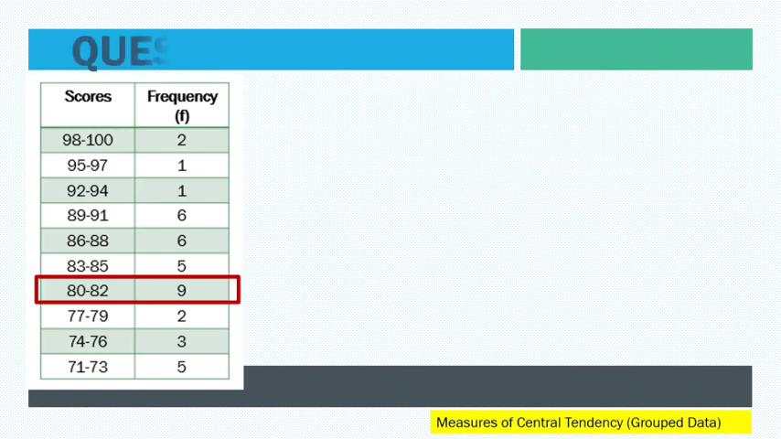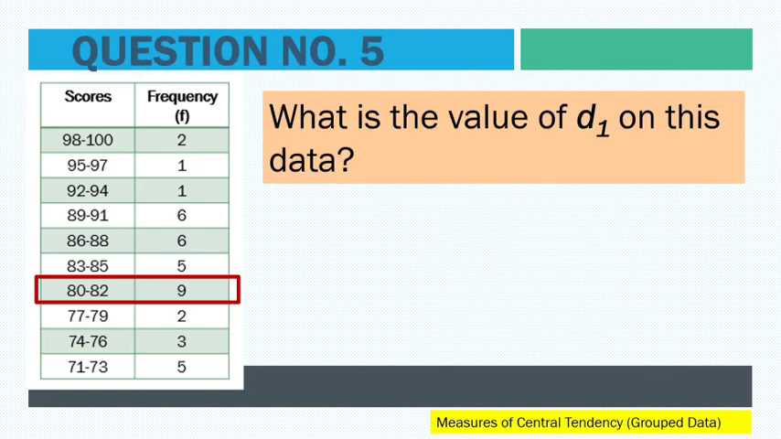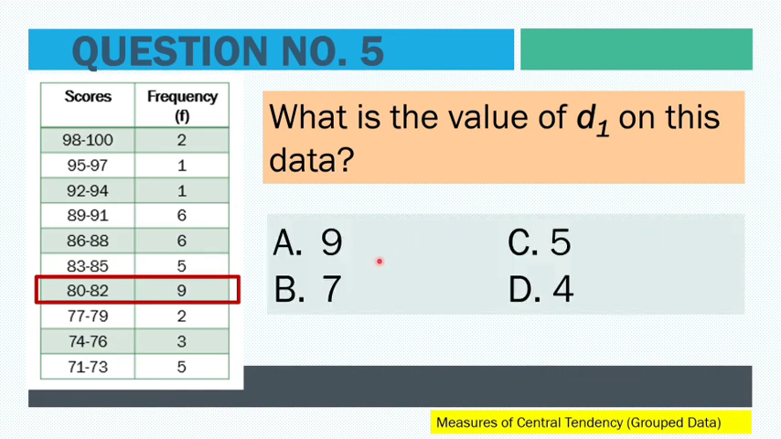For our last question, what is the value of d sub 1 on this data? So you have this modal class already. So d sub 1 is unknown. Find it. Is it A, 9, B, 7, C, 5, or D, 4?